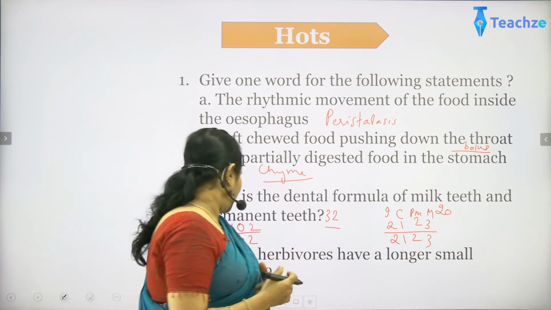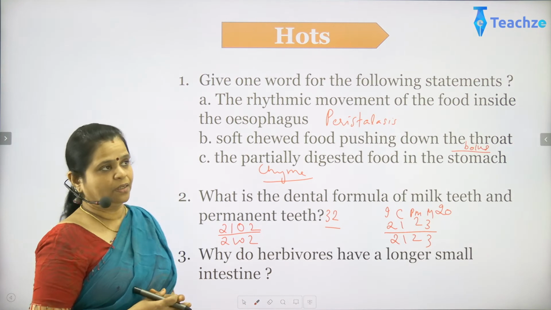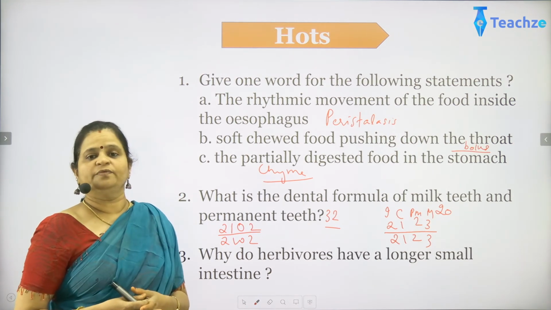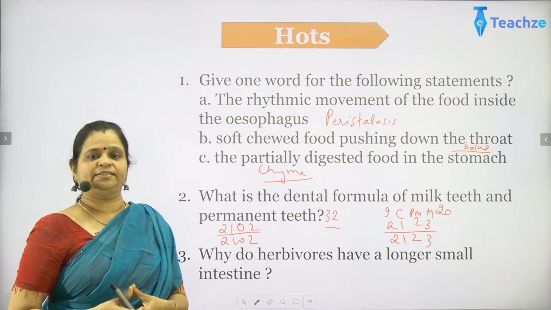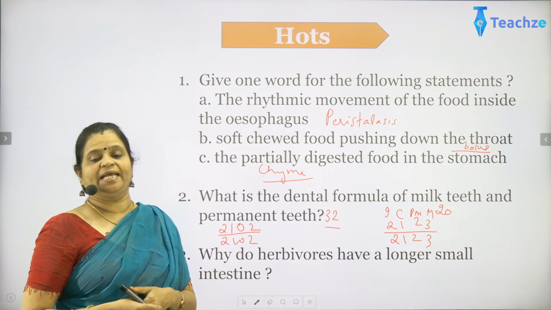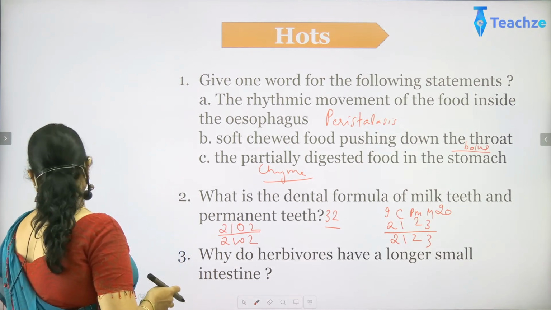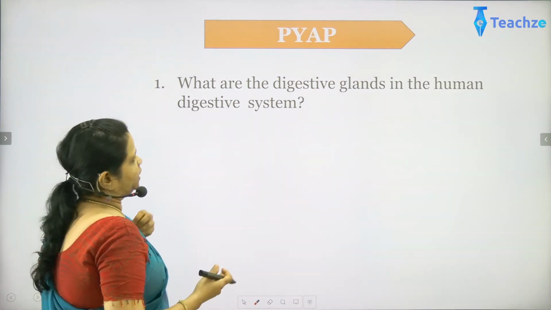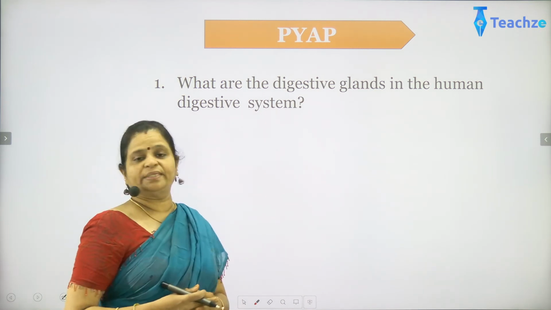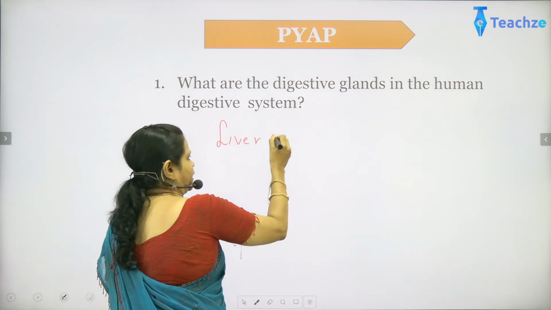Why do herbivores have a longer intestine? We have already looked at it, because they take food in the form of cellulose, and cellulose digestion takes more time. So the small intestine is much longer as compared to that of carnivores. Coming to the previous year questions, what are the digestive glands associated with the human digestive system? So the associated glands will be liver and pancreas.